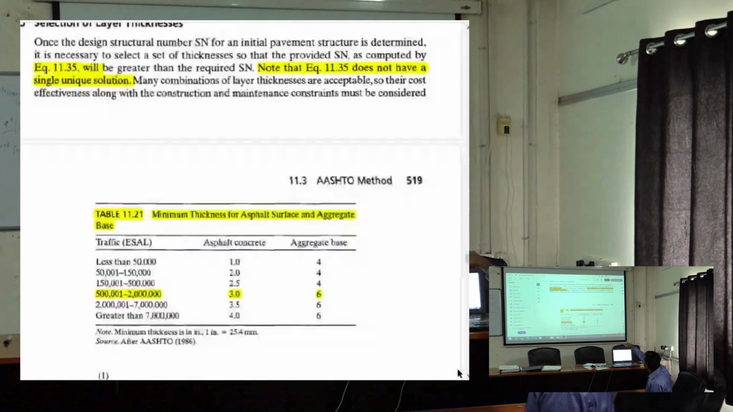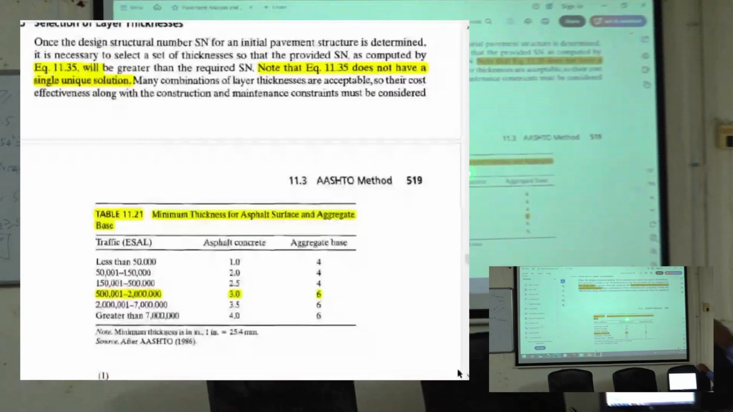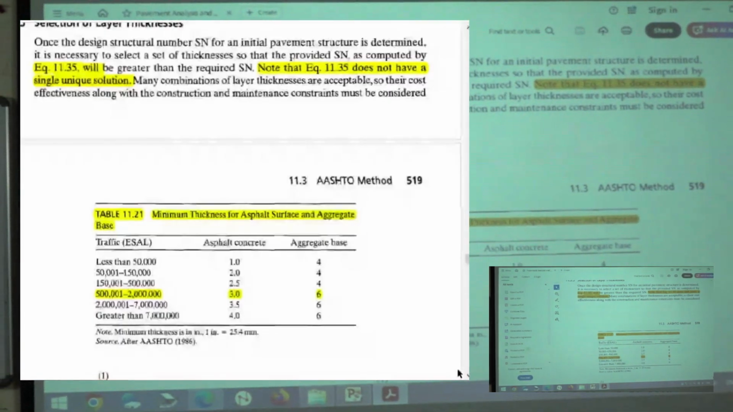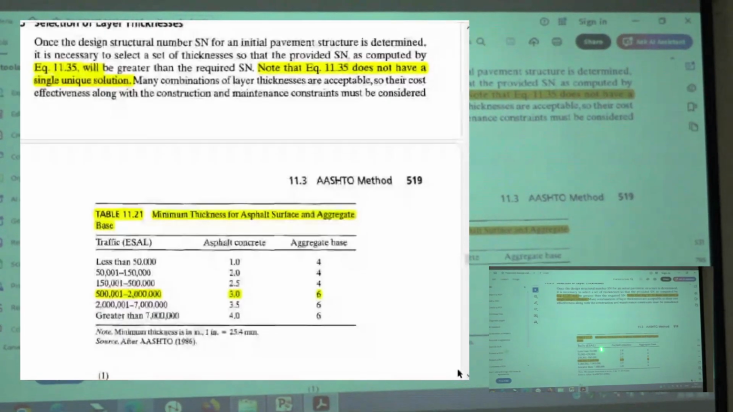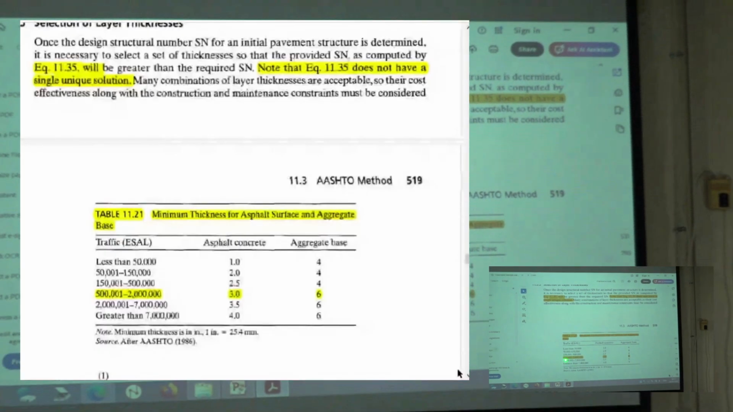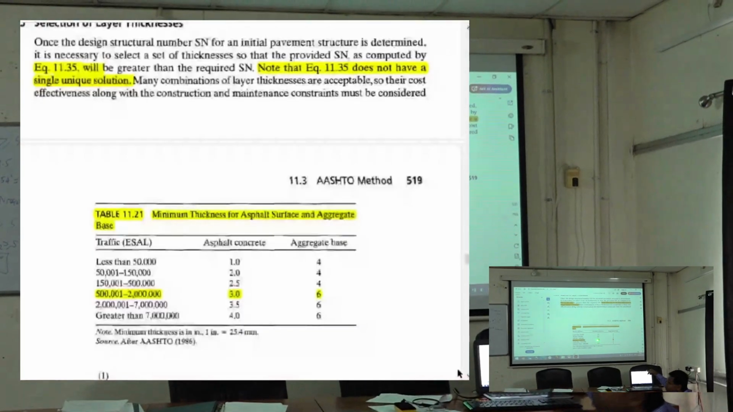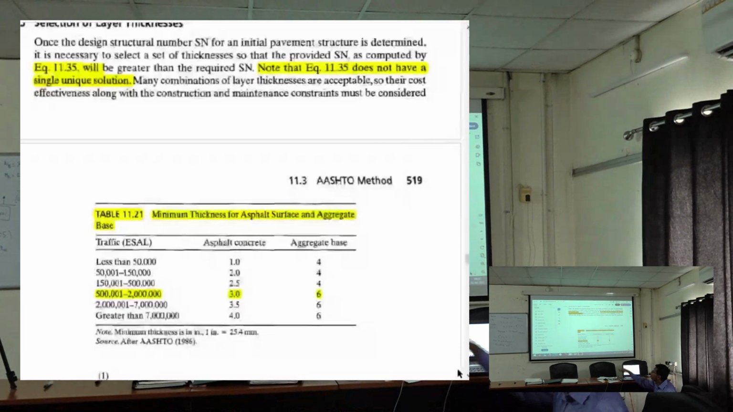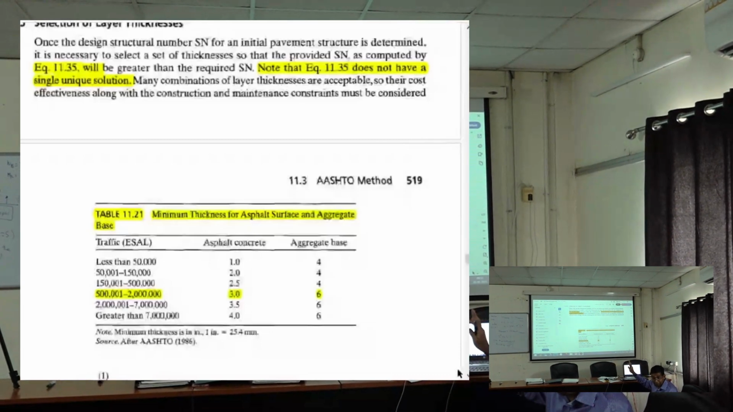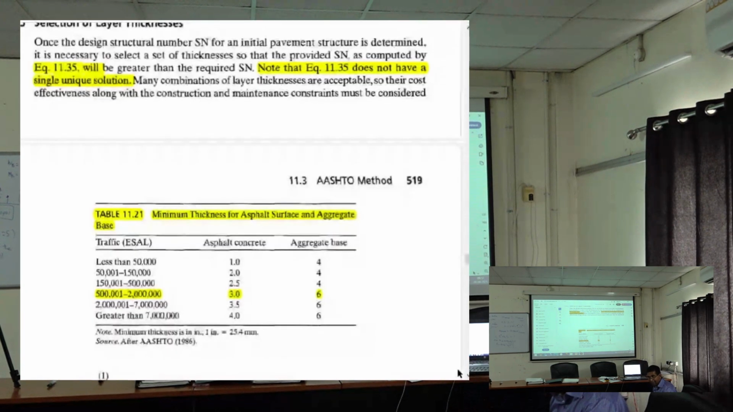Look at this. Table 11.21: minimum thickness of asphalt and aggregate base. Depending on your traffic level, right? So if you have 500,000, they can hear me, right? 500,000 to 2 million, minimum is 3 and 6. What it is telling you is, I don't care what calculations you got. If you are at this traffic level, these are the minimum numbers you have to provide. So immediately, again, level of factor of safety. You see what I'm saying?